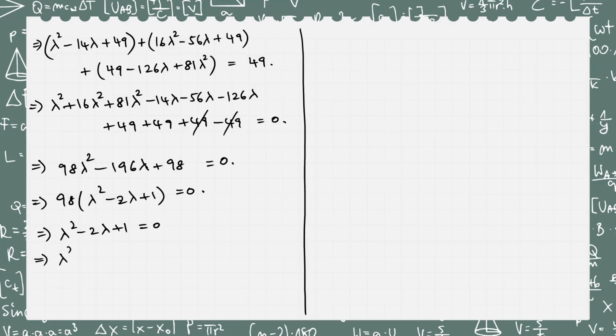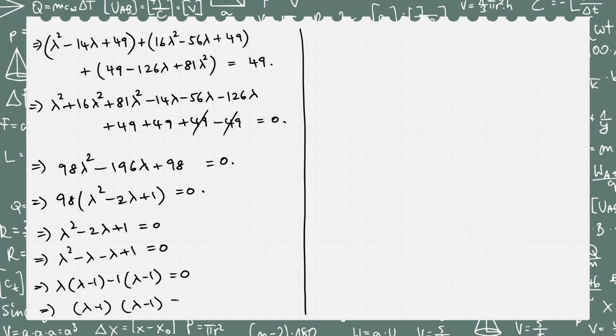So that will be lambda square minus lambda plus 1 equal to 0. Taking lambda common from the first two terms, we get lambda into lambda minus 1. And taking minus 1 out of the next two terms, we get minus 1 into lambda minus 1. So this gives you lambda minus 1 into lambda minus 1 equal to 0. That makes sure we are getting lambda equal to 1 in both the cases.